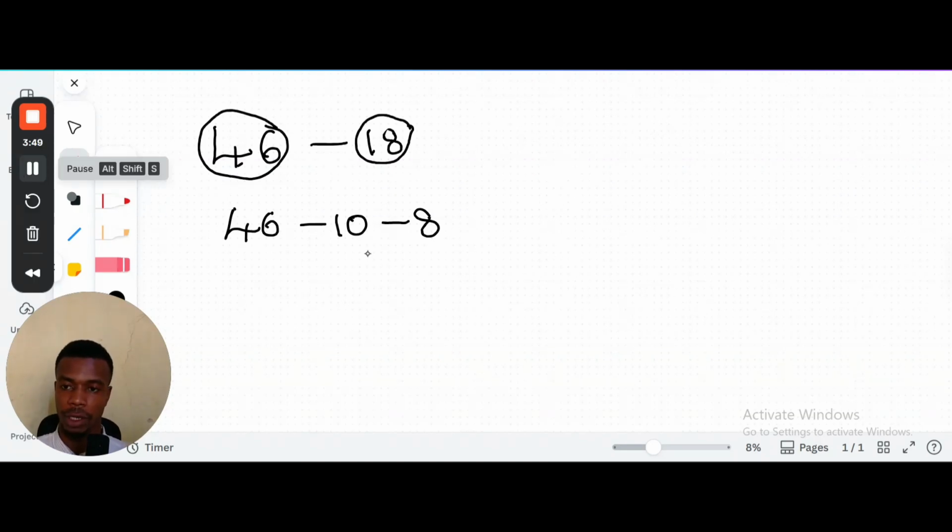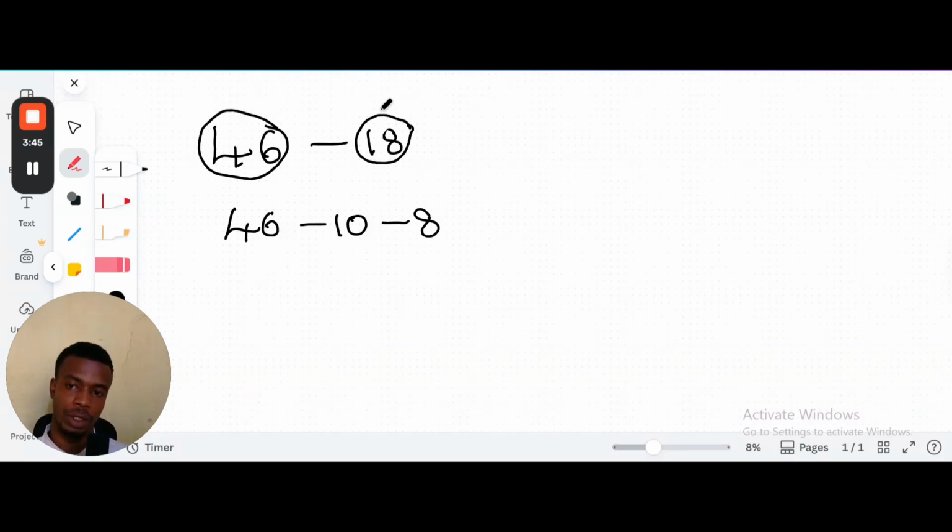Like I said, the first thing you do is that you separate the number you're subtracting. This number here, you separate it into its tens and its ones. So you have 46 minus 10 minus 8. And this is way easier.